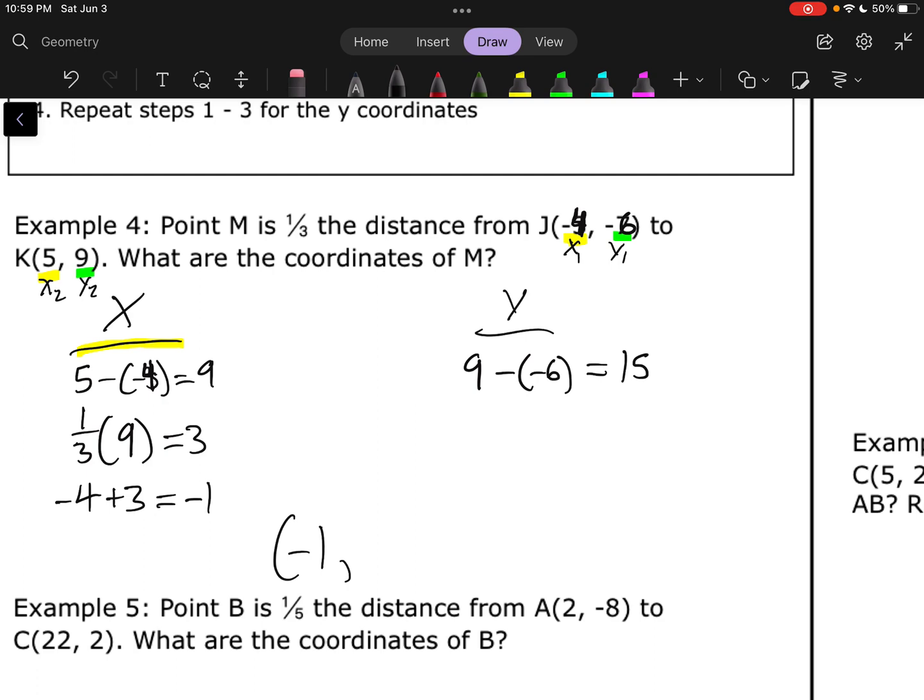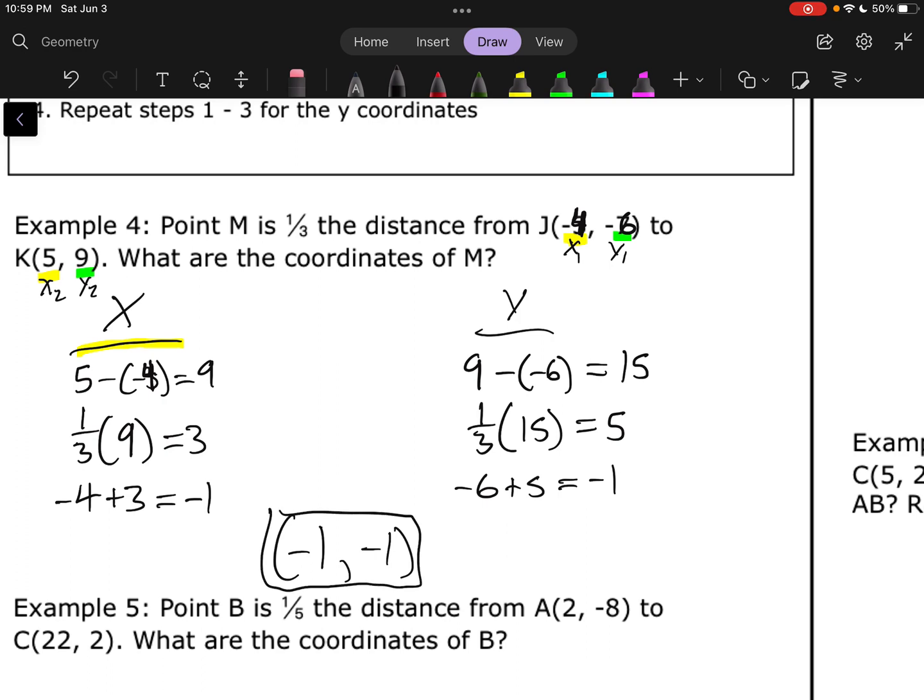So that's 15. But we want to go 1/3 of 15, which is 5. And so then we're going to go back to the original y value, which is -6. We're going to add that 5. -6 plus 5 is actually -1. So my final answer here is -1, -1. Our x values gave us this, and our y values gave us this. Okay.